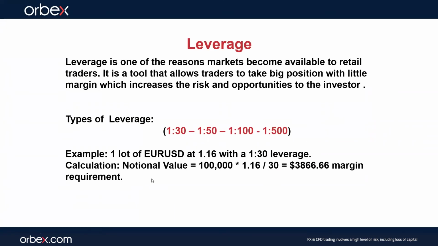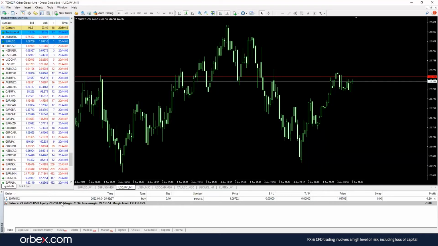Let's just have a quick look at a small example here. If I open 1 lot of euro dollar at 1.116 with a 1 to 30 leverage, we're looking at the calculation, and this is the margin that we need. It's 100,000 multiplied by the rate of 1.116 and divided by 30, which equals the margin requirement. So if we go back to the live trade here, I'll get my trusty calculator out.